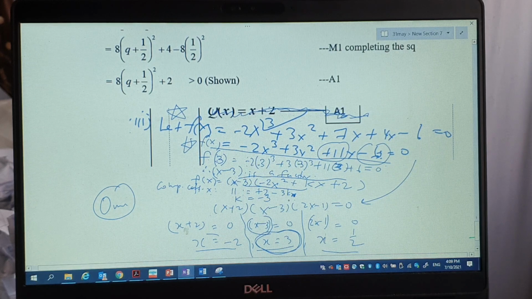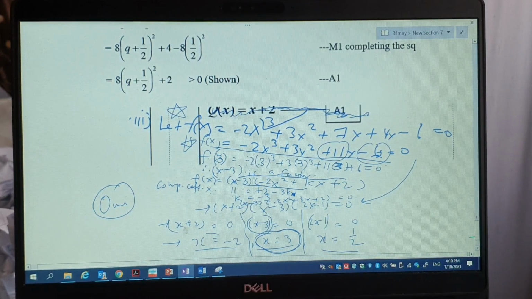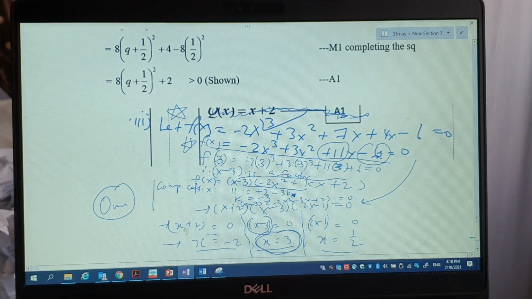This means that this equation is (x minus 3)(minus 2x squared minus 3x plus 2) equal to 0. Okay? Then you will have these steps next. Now, if you find this very complicated, I'm talking about here, okay?